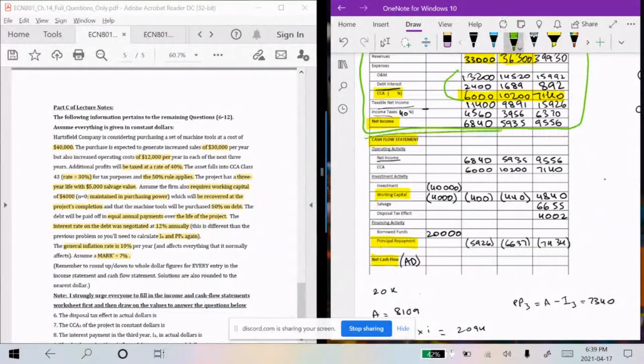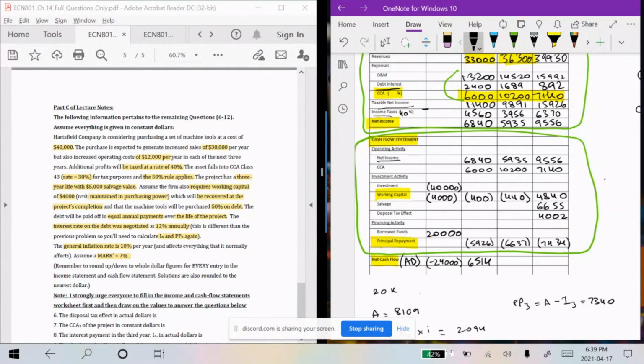Right here, you add everything of this up. So this 40,000 and 4,000 are negative and 20,000 is positive. So when you add this up, you get negative 24,000. Then here, you just add this up. Let me do that. 6840 plus 6,000 minus 400 minus 5926, 6514.